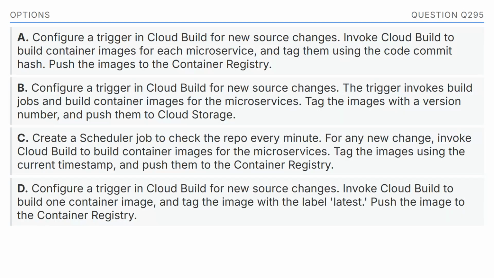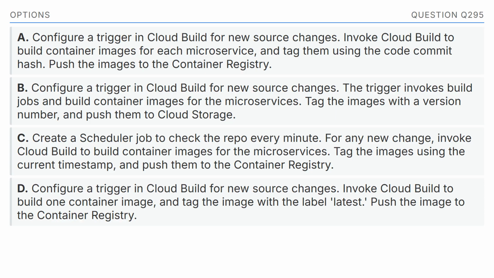The options are: Option A, configure a trigger in Cloud Build for new source changes. Invoke Cloud Build to build container images for each microservice, and tag them using the code commit hash. Push the images to the Container Registry. Option B, configure a trigger in Cloud Build for new source changes. The trigger invokes build jobs and builds container images for the microservices. Tag the images with a version number and push them to Cloud Storage.